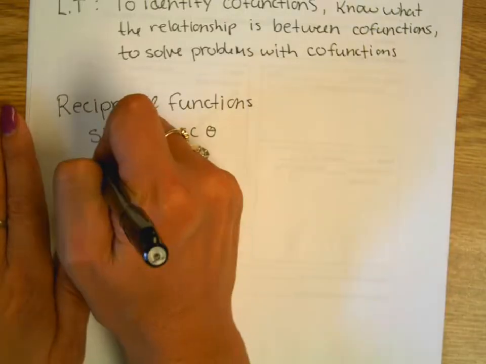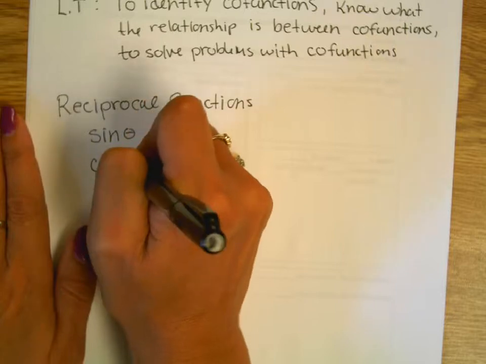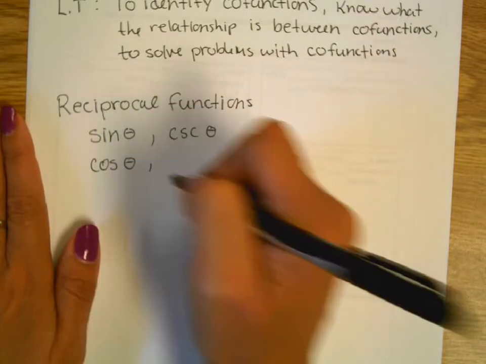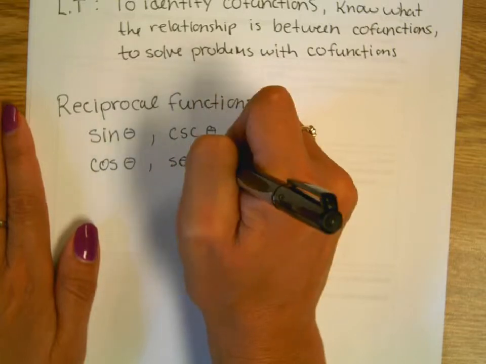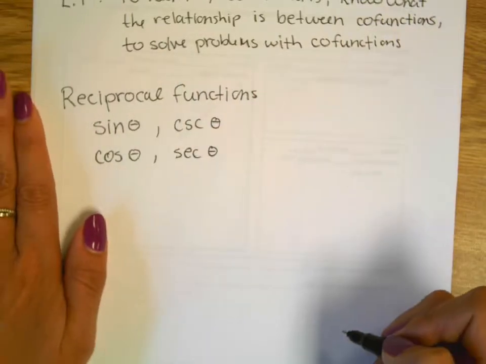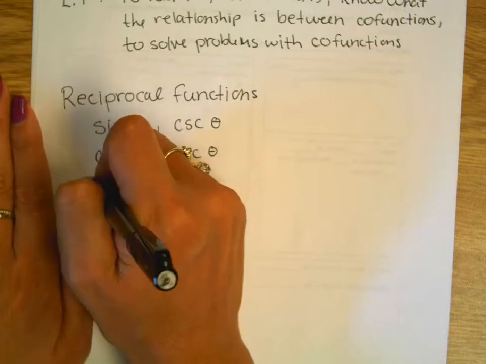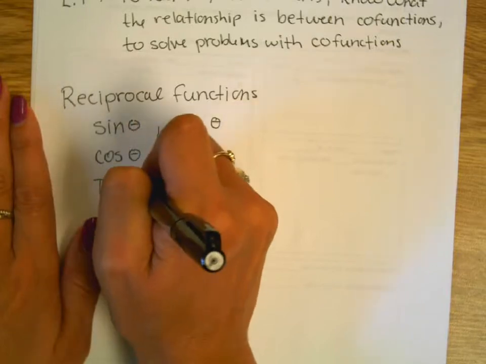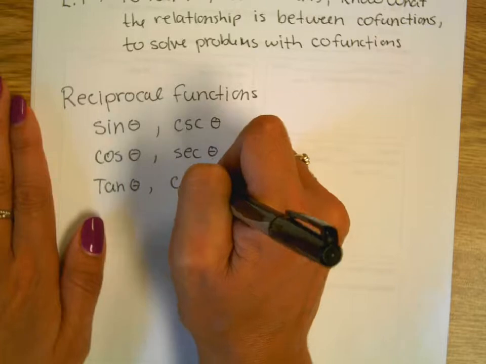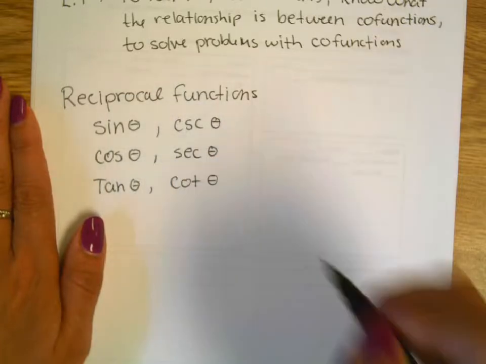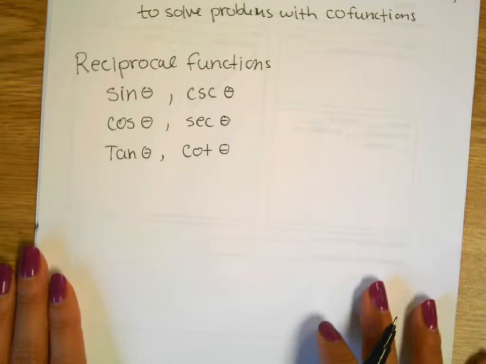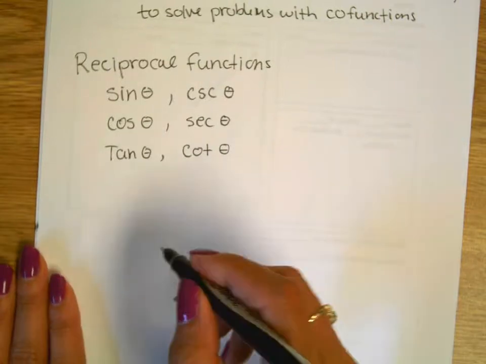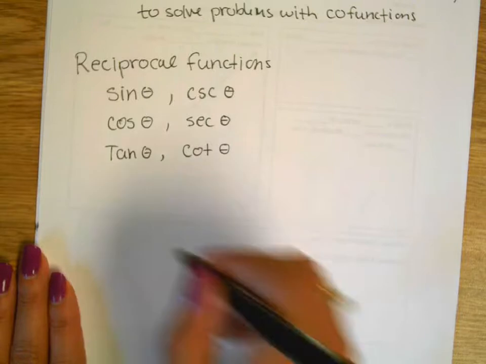All right? Cosine. Flip it over, you get secant. They're not equal, they're reciprocals. And then our last pair, tangent and cotangent. Okay. Now, I'm going to write all these names out the long way, and we're going to find cofunctions.